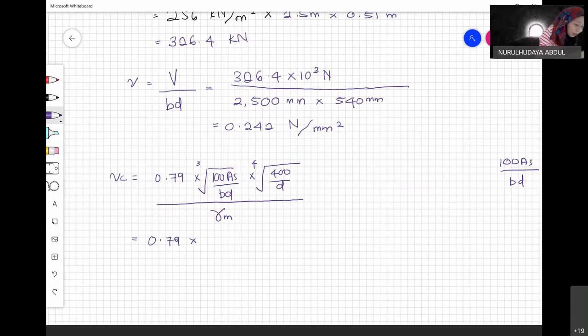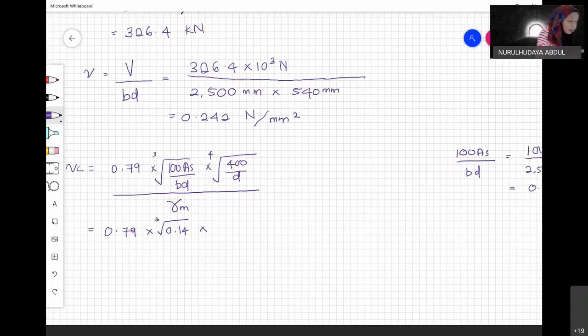So kita letaklah 0.14, punca kuasa 3. Dan kita darab dengan, okay, because of this, our D here, if you see D is actually bigger than 400 mm. So obviously, formula of 400 divided by D punca kuasa 4 ni kita anggap dia as 1. Bila D lebih besar dari 400, kita consider dia as 1. So kita darab 1.